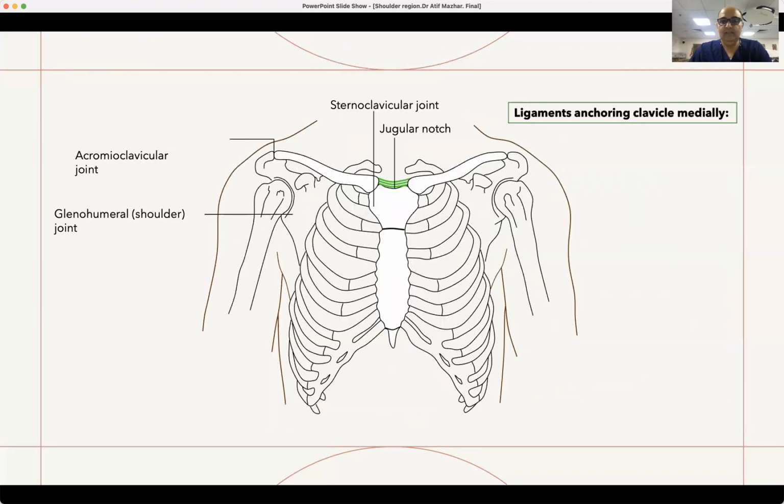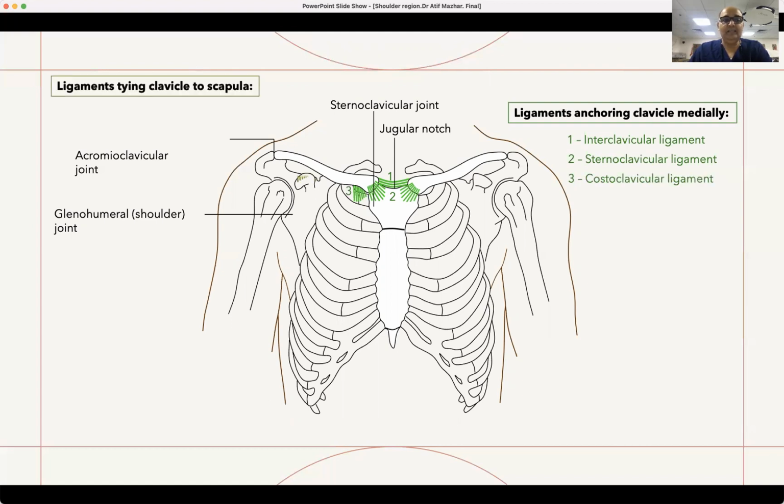Now let's look at the ligaments that anchor my clavicle. So now let's label them. There's a ligament which connects the two clavicles. The clavicle with the sternum: sternoclavicular ligament, costoclavicular ligaments, and then laterally we talk about these four: coracoclavicular ligaments and then acromioclavicular ligaments. Are we good so far?